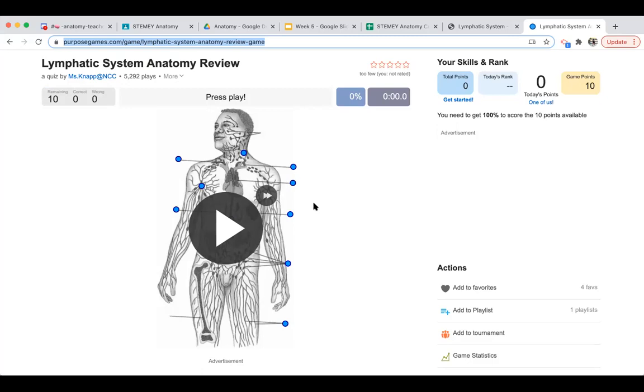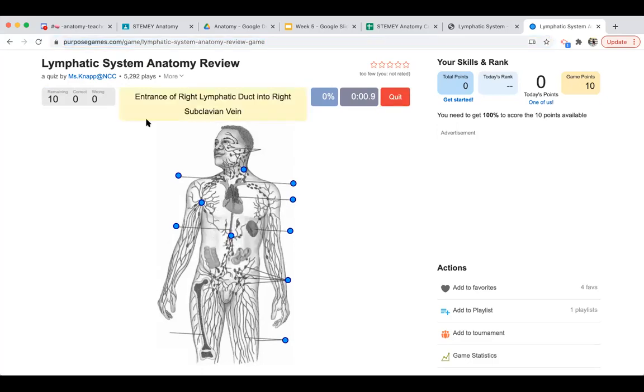You can say yes in the chat or no if you don't understand. Oh, yeah, I understand it. Okay, great, perfect. So we will start. So where's the entrance of the right lymphatic duct into the right subclavian vein?